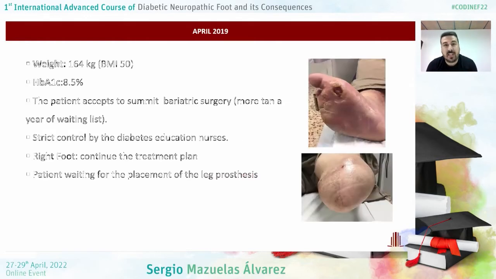Okay, in April 2019, the body mass index value was 50. The glycated hemoglobin was 8.5%. The patient accepted to undergo bariatric surgery, but you have to know it takes more than a year on a waiting list. The patient was under strict control by the diabetes education nurses. We continued the treatment plan with the right foot. As you can see, the ulcer decreased considerably in size. The patient was also waiting for the placement of the leg prosthesis.